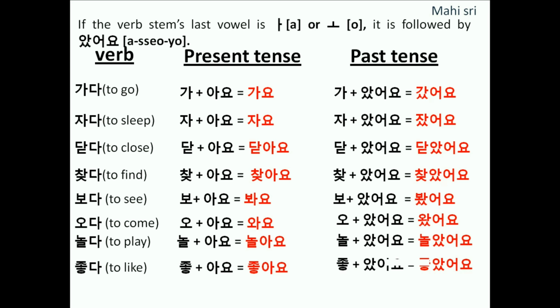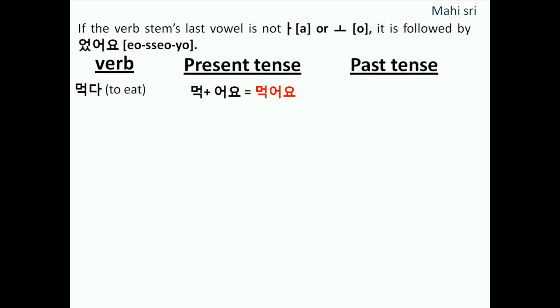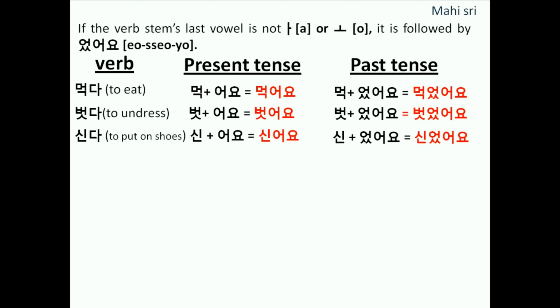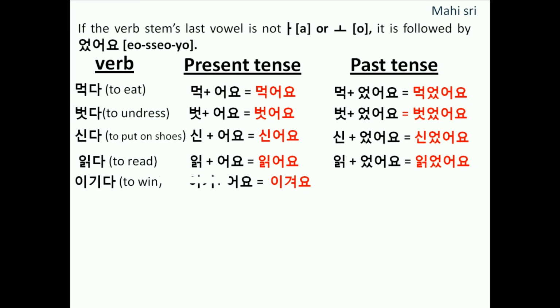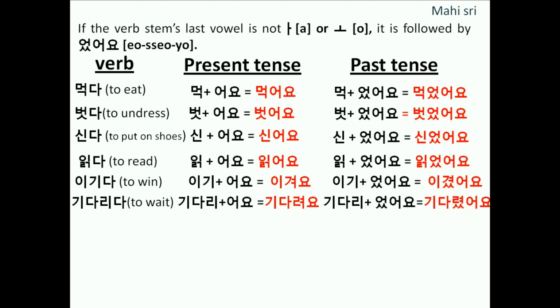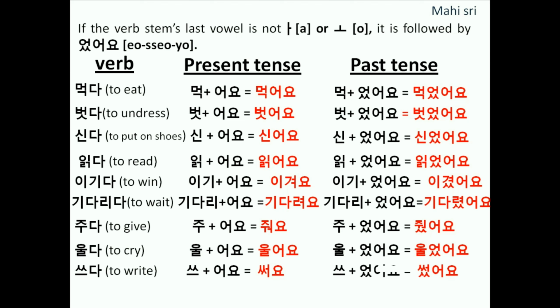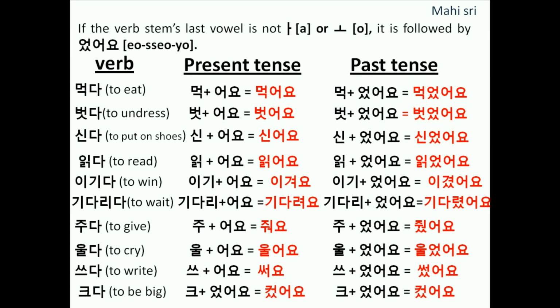Chutta, chuayo becomes chuasoyo, right? Then mogda, mogoyo becomes mogosoyo. Mogoyo is eat and mogosoyo is ate. Potta, poshoyo, poshosoyo. Shinda, shinoyo, shinosoyo. Ilda, ilgoyo, ilgosoyo. Igida, igyoyo, igyosoyo. Kidarida, kidaryoyo, kidaryosoyo. Chuda, chwoyo, chwosoyo. Ulda, uroyo, urosoyo. I cried. Suda, soyo, sosoyo. Kuda, sorry, it's a mistake. Kuda, koyo, kosoyo.